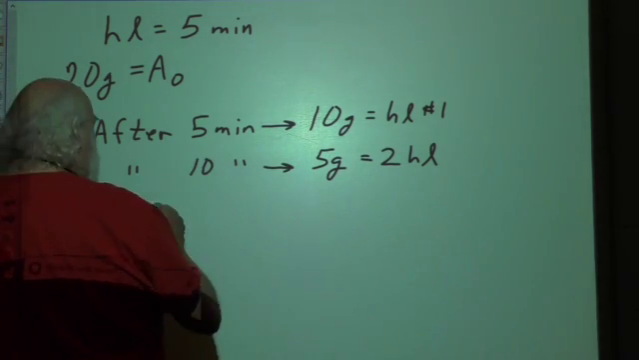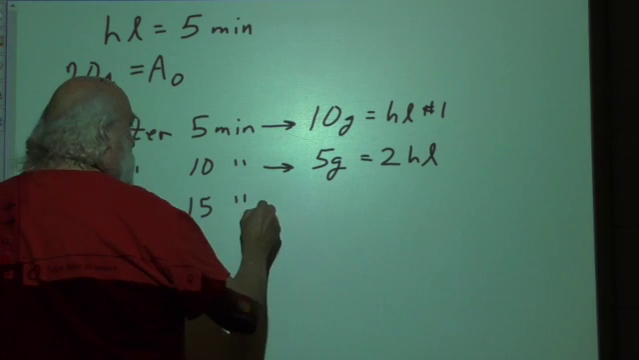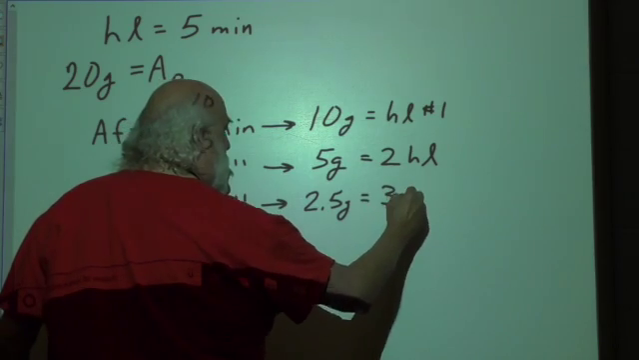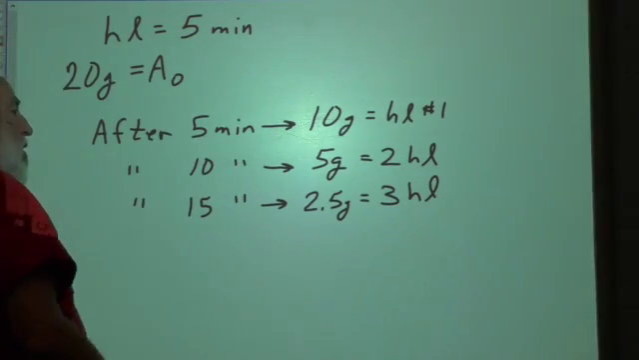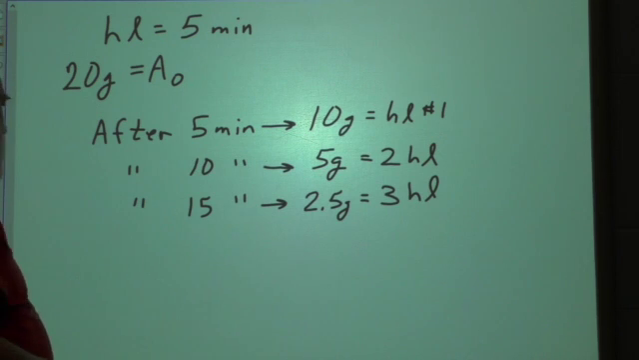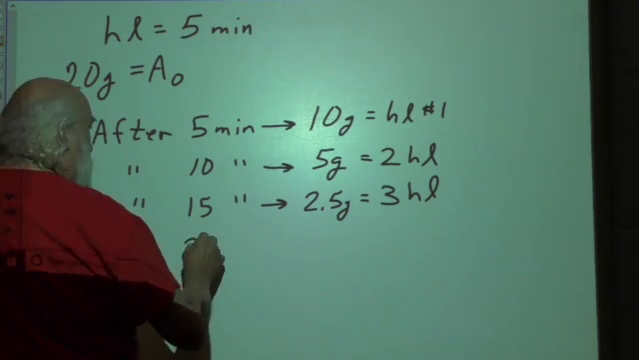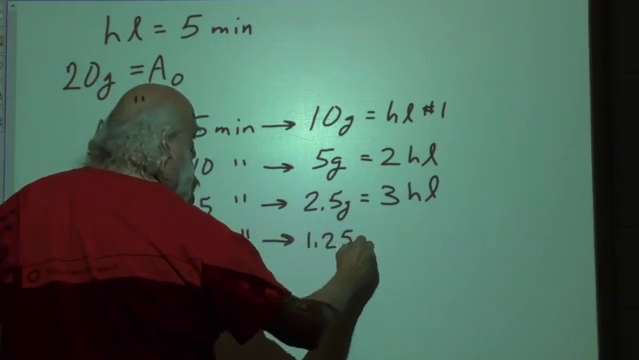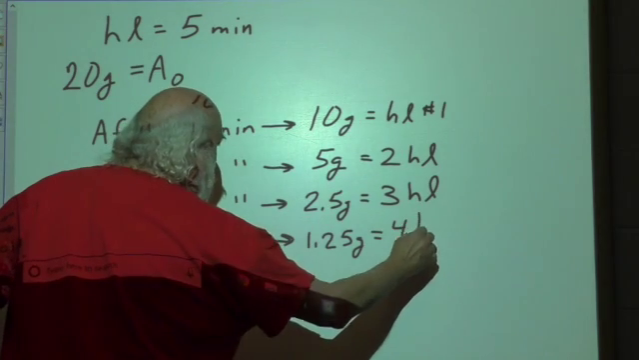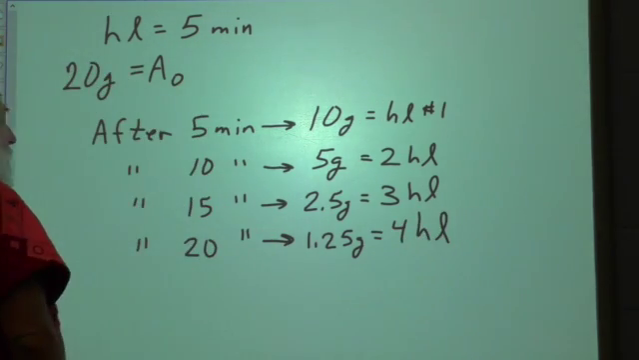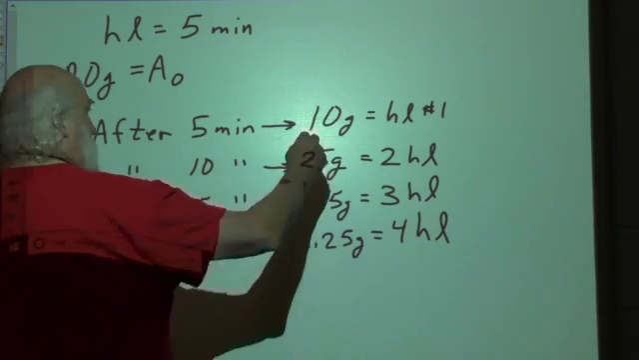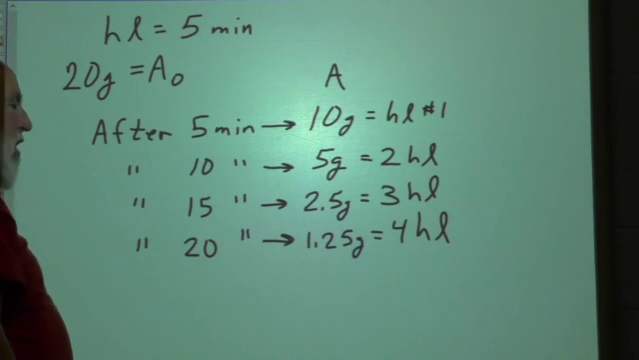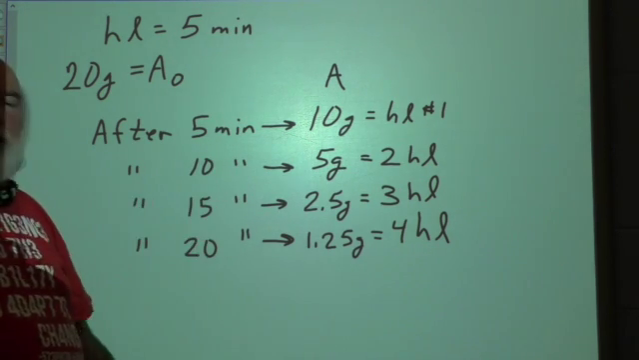And then another 5 minutes later, you're going to lose half of that, so that becomes 2.5 grams, and that'll be half-life number 3, 3 full half-lives. And then, let's say another 5 minutes, which would be 20 minutes, that's going to go down to 1.25 grams of the material, and that'll be 4 half-lives, okay? These are amounts. This is the original amount, and this is the amount you have after each half-life, and it keeps going on and on and on like that.